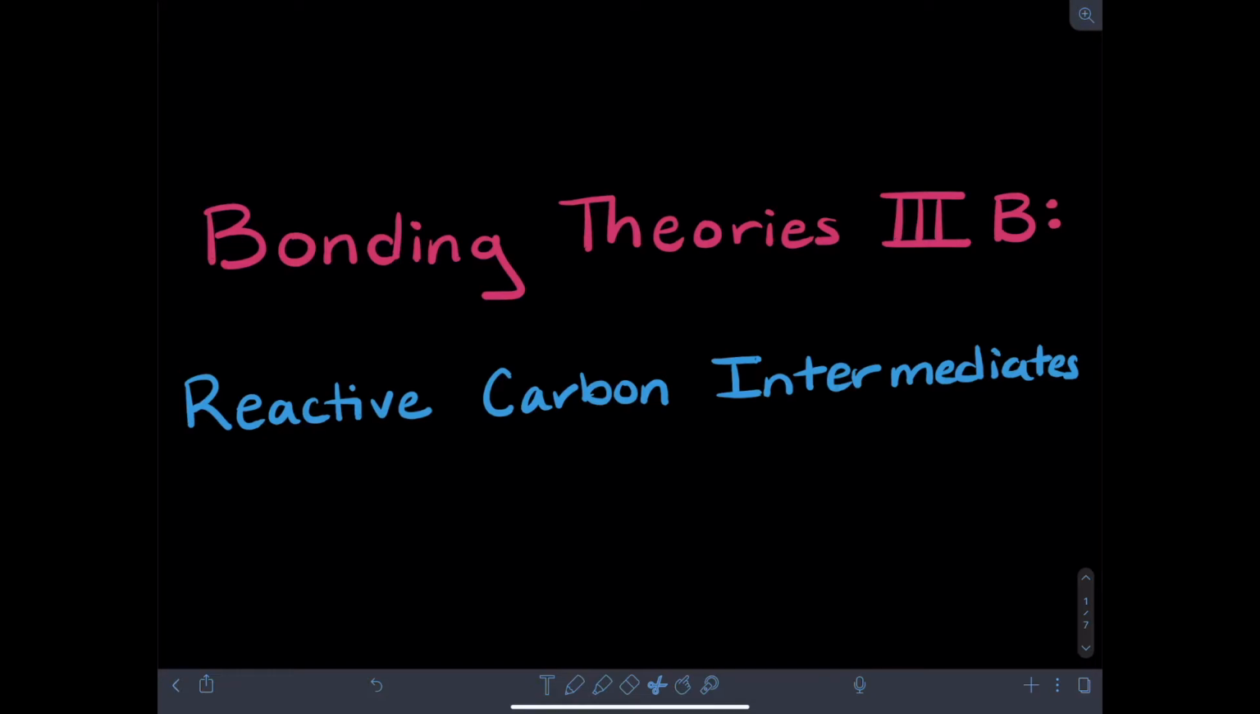For this final part on bonding theories, I want to discuss reactive carbon intermediates. These are going to be things like carbons with lone pairs or incomplete octets that make them more reactive than just your typical carbons.